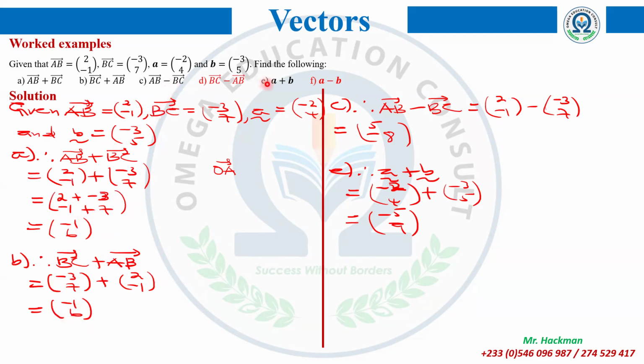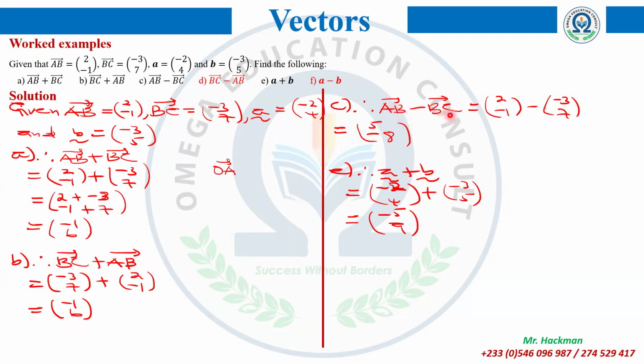Now let's look at the C. Even if you compare the A and the B, you realize that vector AB plus vector BC is equal to vector BC plus vector AB. So if you observe that and study it carefully, this is telling you that vector addition is commutative.